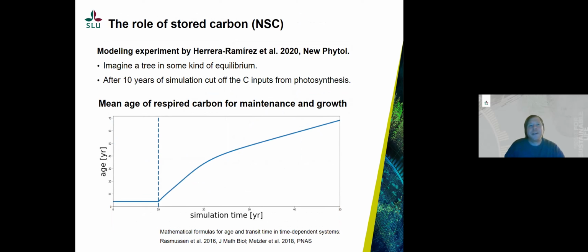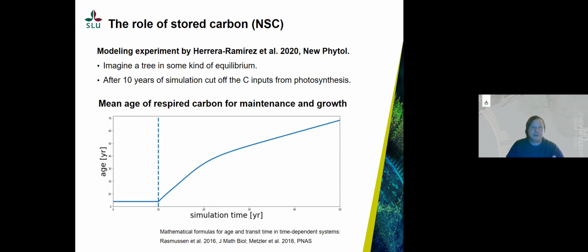Now let's come to the previously mentioned modeling experiment by Herrera Ramirez in 2020. Imagine we're having such an ACGCA tree in some kind of equilibrium, and we're running a simulation. And after 10 years of simulation, we cut off the carbon inputs from photosynthesis. This can be done, for example, by girdling, or, as Henrik mentioned, by defoliation. So this basically is the modeling version of such a girdling experiment.